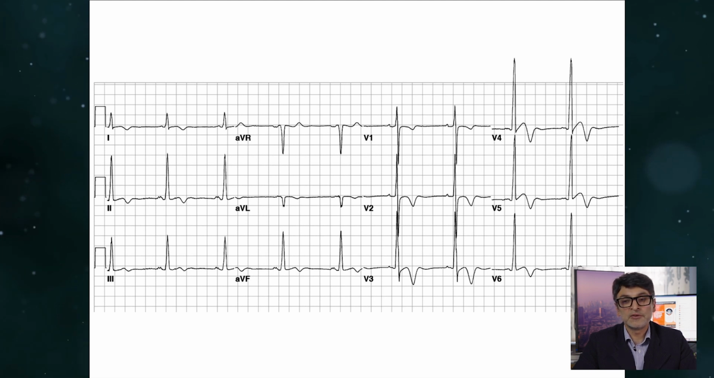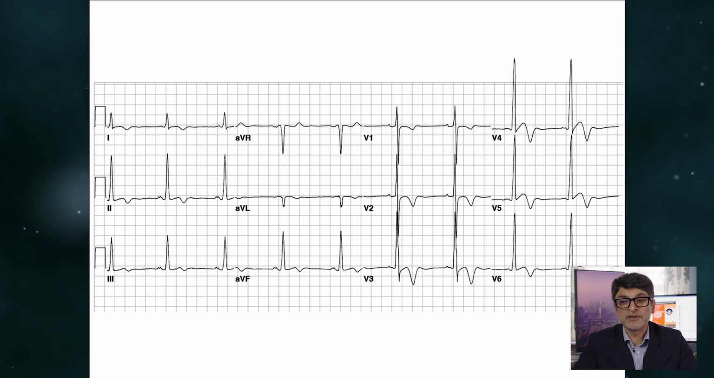So first thing to do is, what's the rate? The rate's quite slow. We're looking at less than 60 beats a minute. What's the rhythm? The rhythm is regular. There is a P wave followed by a QRS. What's the axis? The axis is normal. In lead 1, the QRS is pointing upwards, and in lead 2, the QRS is pointing upwards. So that's a normal axis. You've got P waves which look slightly bifid. PR interval's normal. The QRS is narrow.